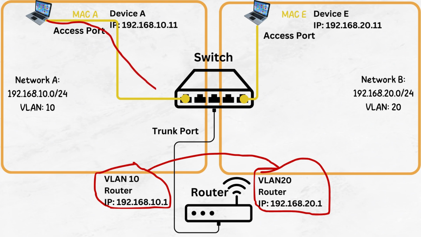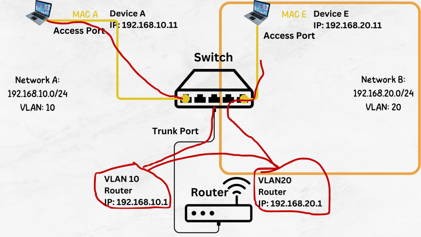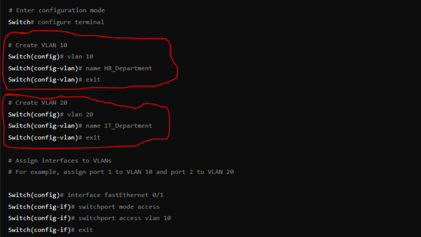For example, if I need to send a packet from device A in VLAN 10 to another network device E, the packet will first be sent to the switch. Since device E is in a different VLAN, the switch forwards the packet to the router. The router checks the packet source and destination IP. The router verifies whether the routing rule allows traffic between VLAN 10 and VLAN 20. If the rule permits traffic and a route is available, the router forwards the packet to device E in VLAN 20 via the same switch.